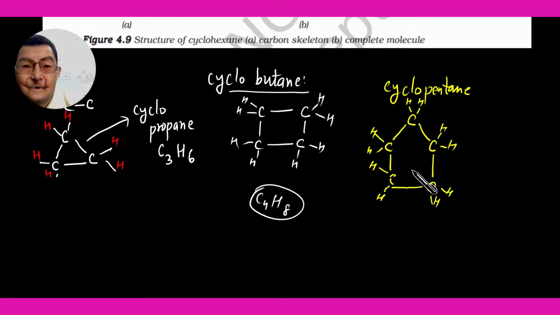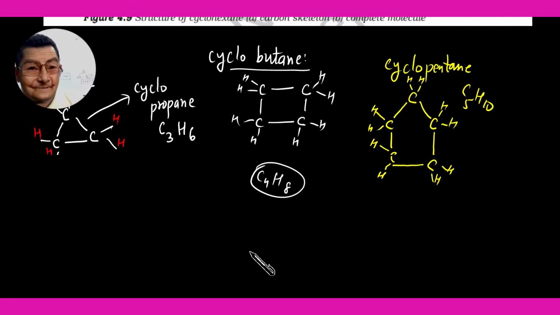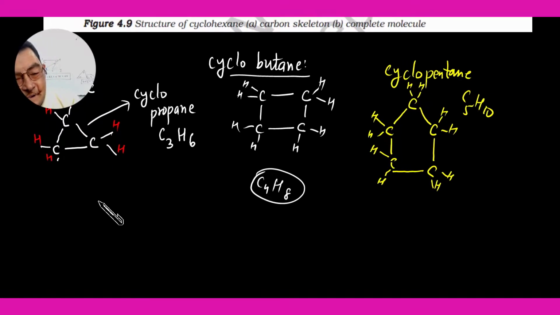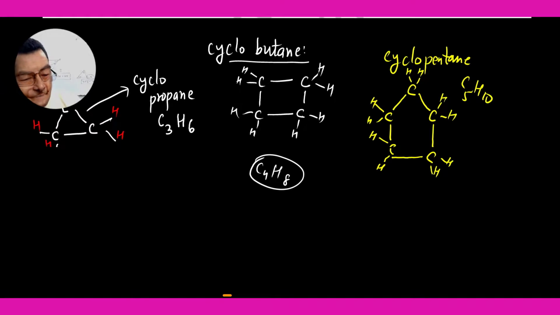Right? This is cyclopentane, C5H10. Now comes cyclohexane. You getting my point? It's very simple. You just have to complete the ring: methyl cyclopropane, cyclobutane, cyclopentane. Now comes cyclohexane.